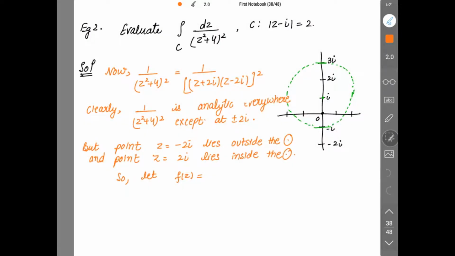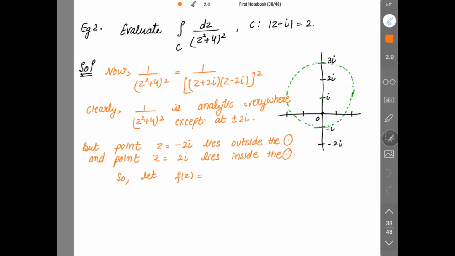Next, second example is evaluate integral over C dz over z square plus 4 whole square, and the circle is given to be mod of z minus iota equal to 2. Now in this case, your circle is centered at iota and having the radius 2. So here this is your iota and the radius 2, that means 1, 2 up to 3 iota, and then below iota the 2 radius, that is up to 0 and 0 to minus iota, 1 unit, 2 unit. So the circle will be in your green colored form.